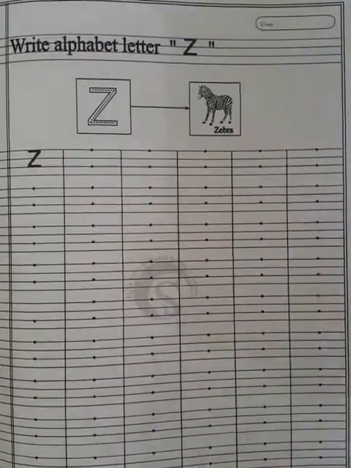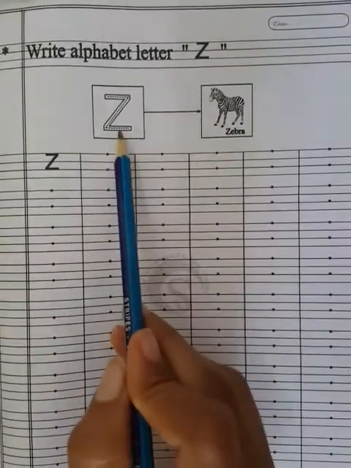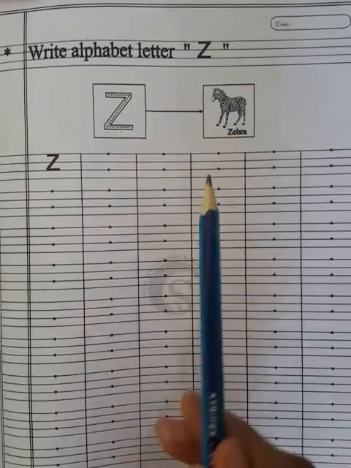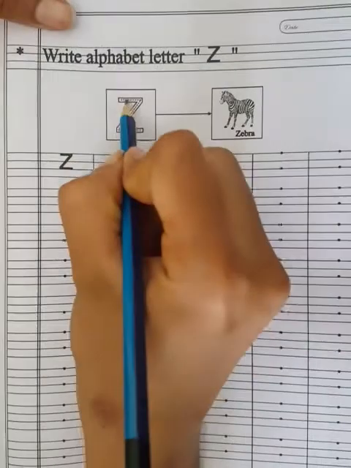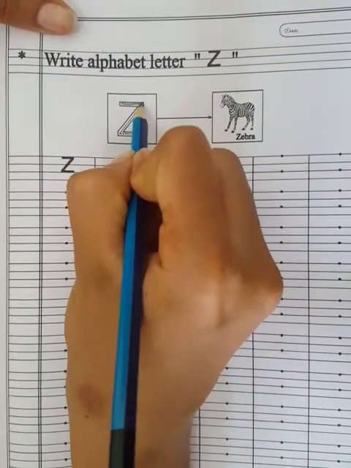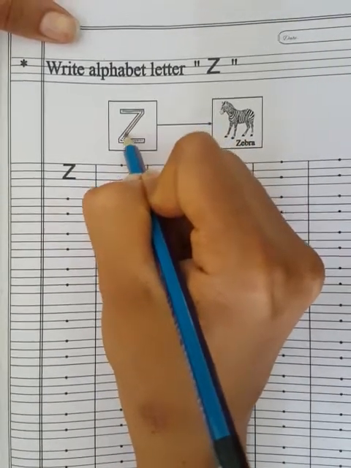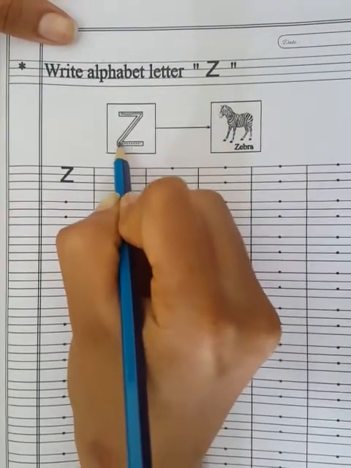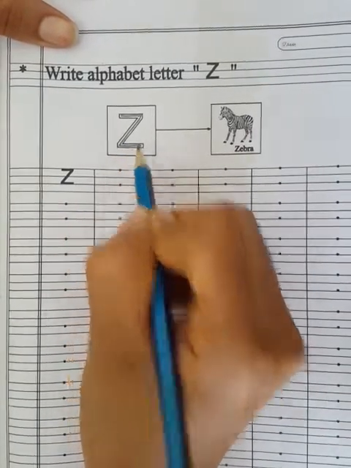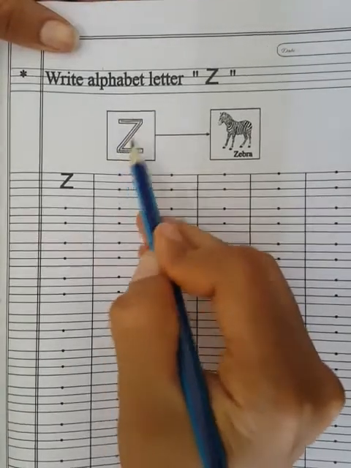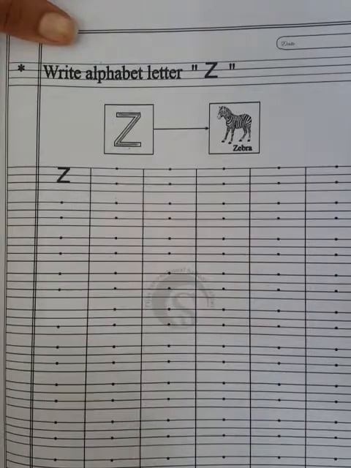So now children, let's learn how to trace and write capital letter Z. This is capital letter Z and Z for zebra. So children, for tracing capital letter Z, you have to draw first a sleeping line. Then from the end of the sleeping line, draw one slanting line. And from the ending of the slanting line, draw again one sleeping line. There are two sleeping lines and one slanting line. Easy, no?